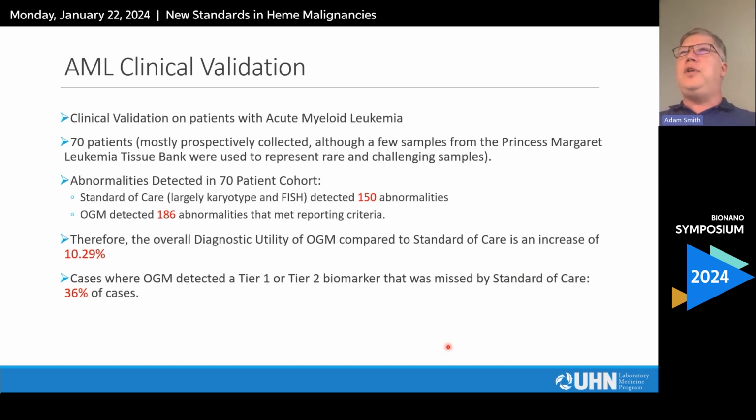We had about 70 patients in the initial validation. We found 150 abnormalities using standard of care techniques and 186 with OGM that met the reporting criteria in the framework paper. Therefore, for our overall diagnostic utility for OGM compared to standard of care, we see about a 10% increase, which is great. But we also see a lot of cases where OGM detected a tier 1 and tier 2 biomarker that was missed by standard of care, and this was in 36% of cases.